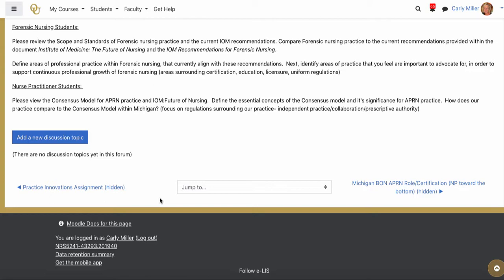And these may be things like certification, education, licensure, uniform regulations, like certain certifications for forensic nursing. Same thing with nurse practitioners. Think about the consensus model and how I mentioned we really want uniform practice across the United States. And what's the significance of that for the APRN or for APRN practice? And how does our practice within Michigan compare to this?